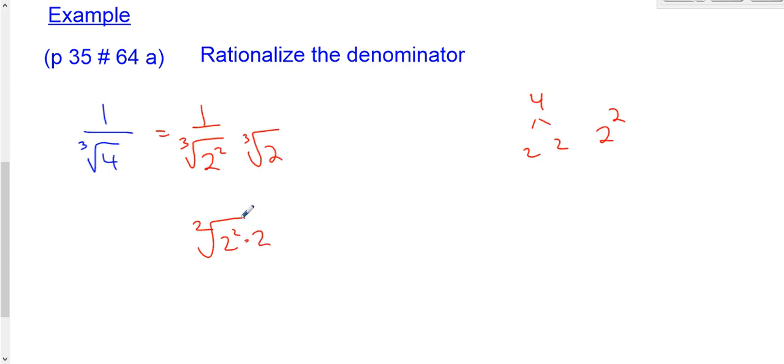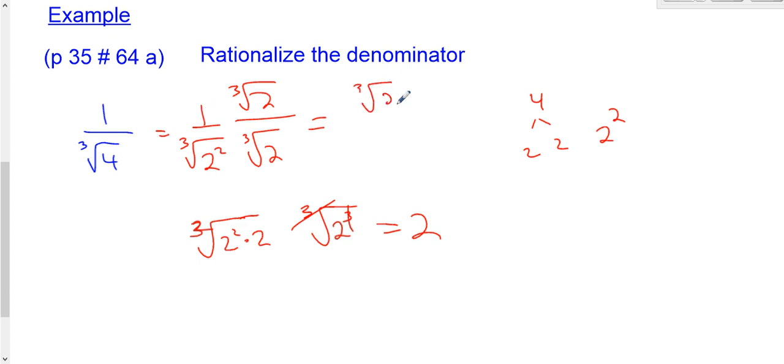times 2, and this is a 3 out here, which is 2 to the third. And the cube root of 2 to the third, the radical value now is the same as the exponent, so those will cancel out to give me a 2. And so since I'm multiplying the denominator by the cube root of 2, I am also multiplying the numerator by the cube root of 2. And 1 times the cube root of 2 is the cube root of 2.